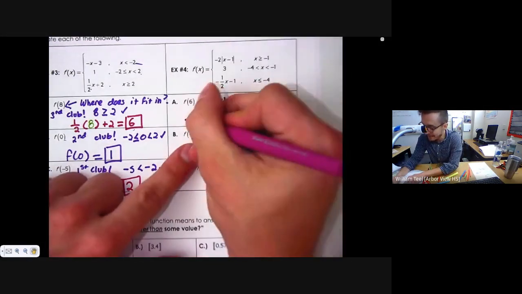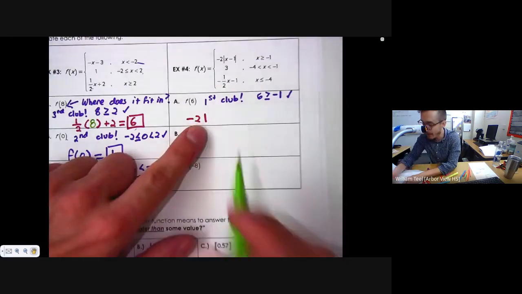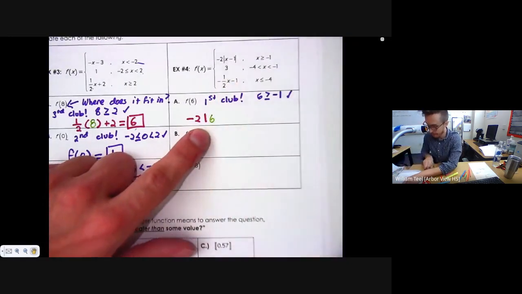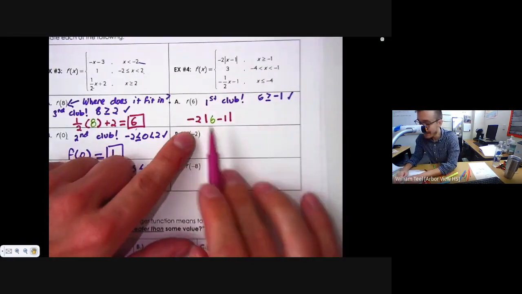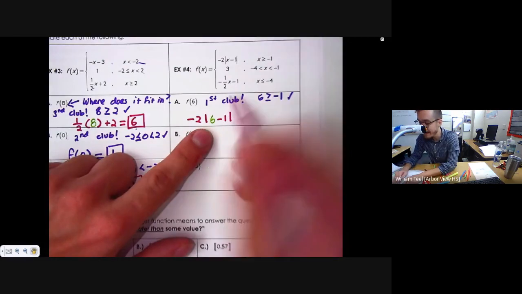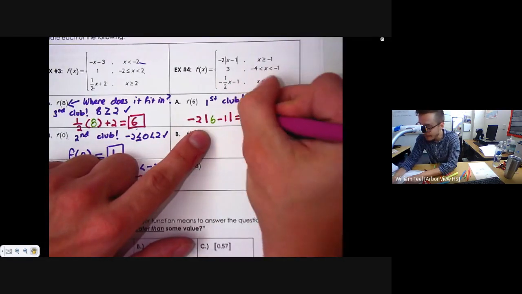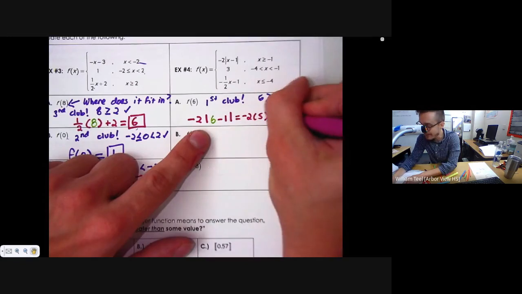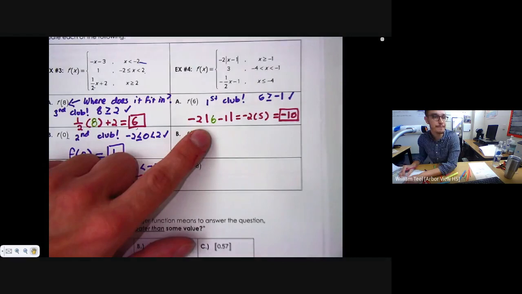So I'm going to say -2 times the absolute value of x minus 1. Instead of x, I'm going to go ahead and write 6 minus 1. And so the absolute value of 6 minus 1, well, 6 minus 1, that's going to give me 5. The absolute value of 5 is just 5. So I have -2 times 5, which is equal to -10. So my answer here is -10.